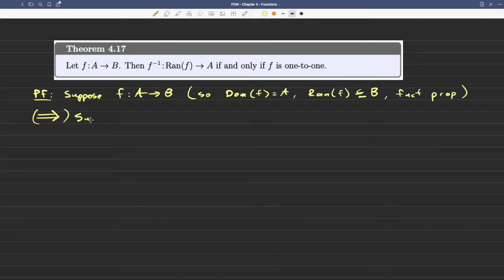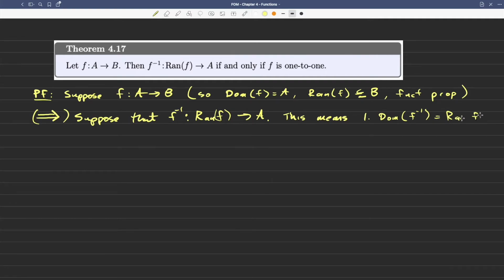So we'd start this by supposing that f inverse is a function from the range of f to a. This means something. What we're supposing is that 1, the domain of f inverse is equal to the range of f. 2, the range of this f inverse is contained in a, the codomain of that. And 3, f inverse has the function property. That just means that equal inputs will yield equal outputs when you plug them into f inverse. So now what we want to do is prove that f is 1-to-1.